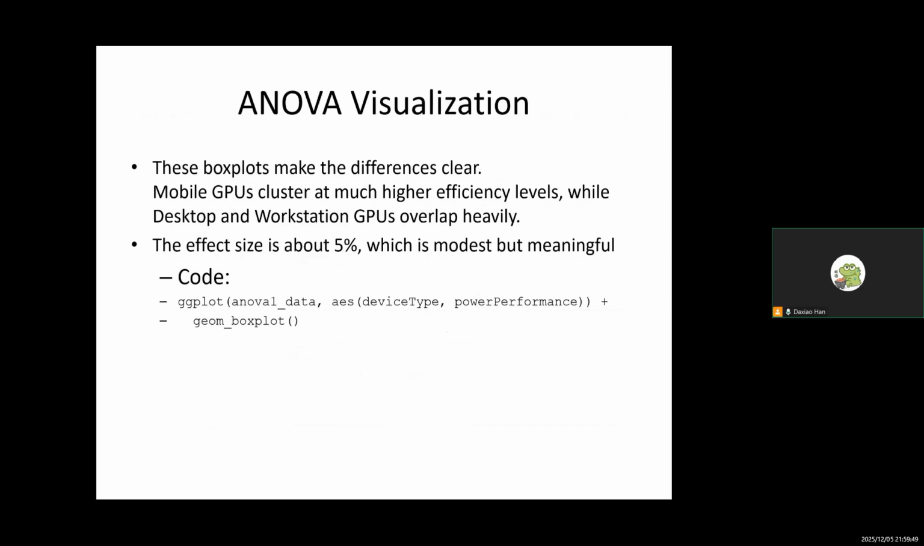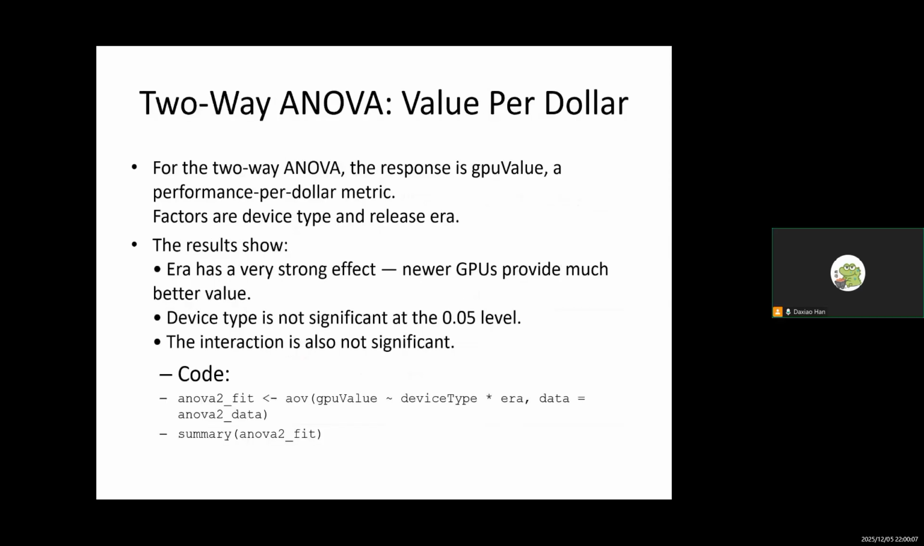This box plot makes the differences clear. Mobile GPUs cluster at much higher efficiency levels, while desktop and workstation GPUs overlap heavily. The effect size is about 5%, which is modest but meaningful.